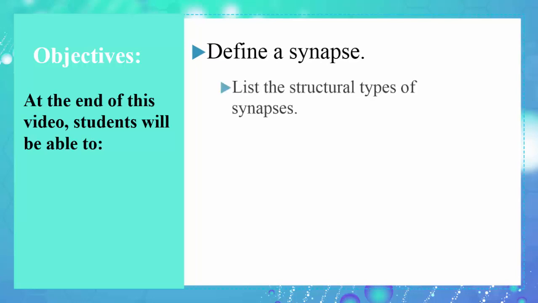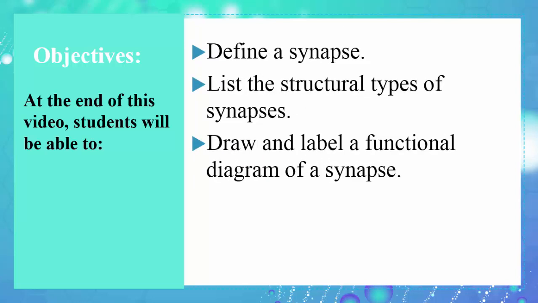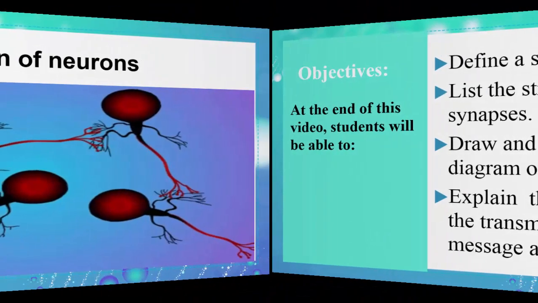At the end of this video, students will be able to define a synapse, list the structural types of synapses, draw and label a functional diagram of a synapse, and finally explain the chemical nature of the transmission of the nervous message at the level of a synapse.